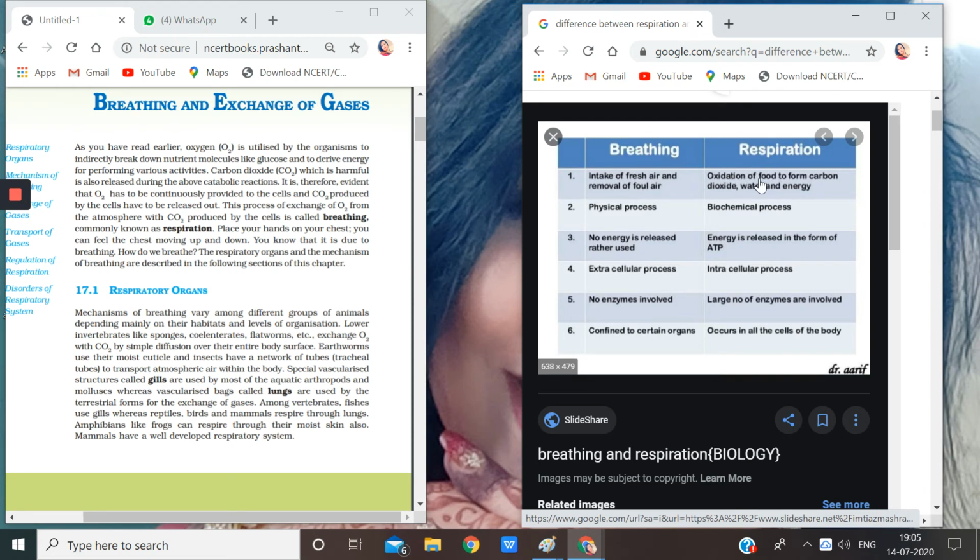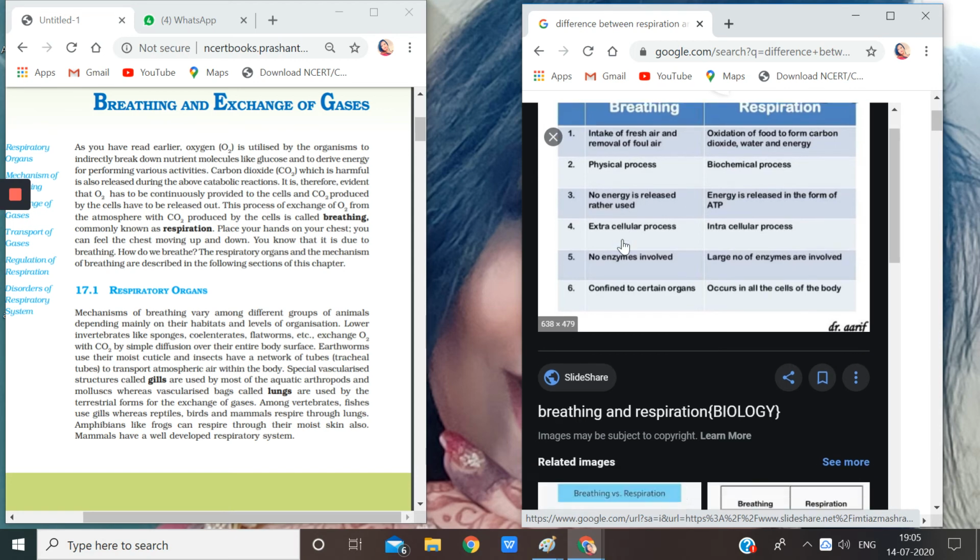Now, why do they write oxidation? Because oxygen is added, oxygen is used. You must have done this in class 10, oxidation and reduction. Now, what do you mean by oxidation? Oxidation is addition of oxygen. So, oxidation of food to form carbon dioxide, water, and energy. Very good. It's a physical process, it's a biochemical process.